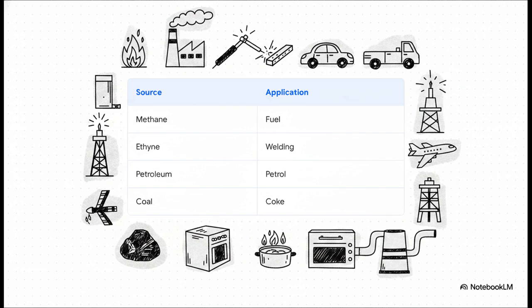Then, of course, we have petroleum. This is the absolute giant of the transportation industry. It gets separated down into LPG for cooking, petrol for your cars, kerosene, and diesel. And we can't forget the destructive distillation of coal, which gives us heavy industrial staples like coke, coal tar, and coal gas. It's incredible to think that these microscopic molecules are doing the massive heavy lifting of modern civilization.